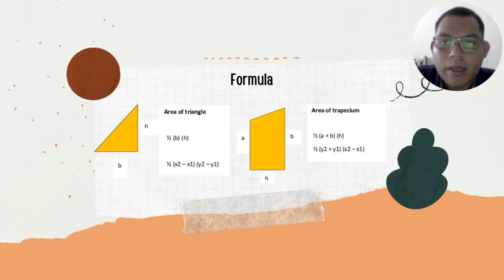There are two formulas that have been used in this method. First is the area of rectangle and the second one is the area of trapezium.